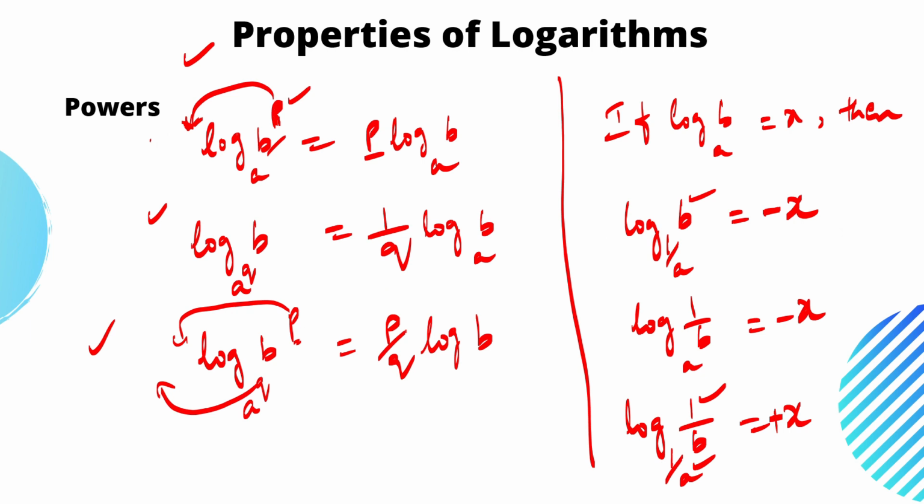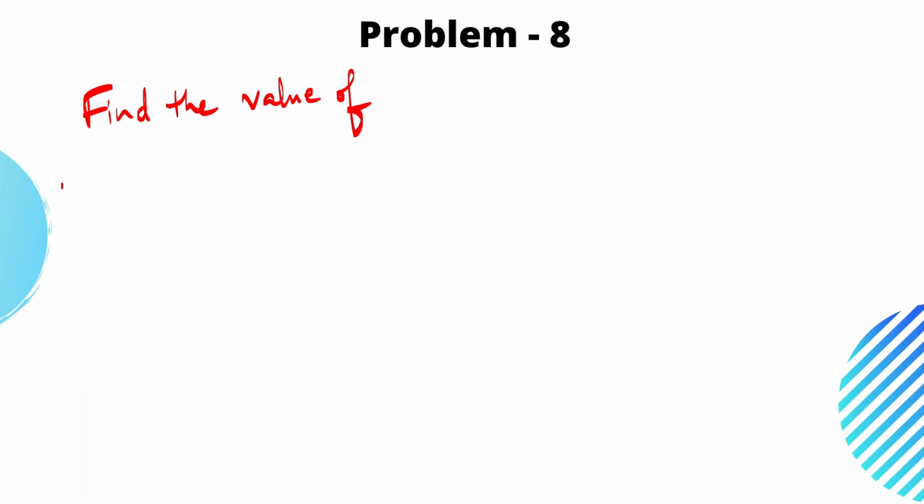Find the value of, what is the first one? The first one is log 27 to the base 81. So let us solve this. Log 27 to the base 81. 27 can be written as 3 cube, and 81 can be written as 3 power 4.